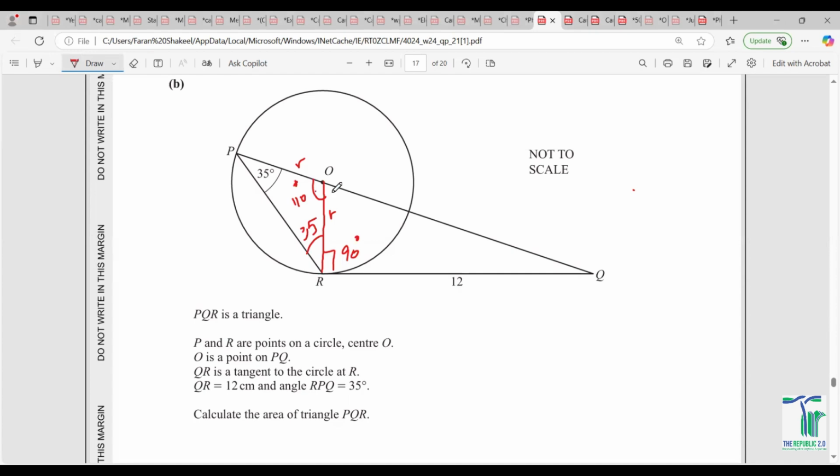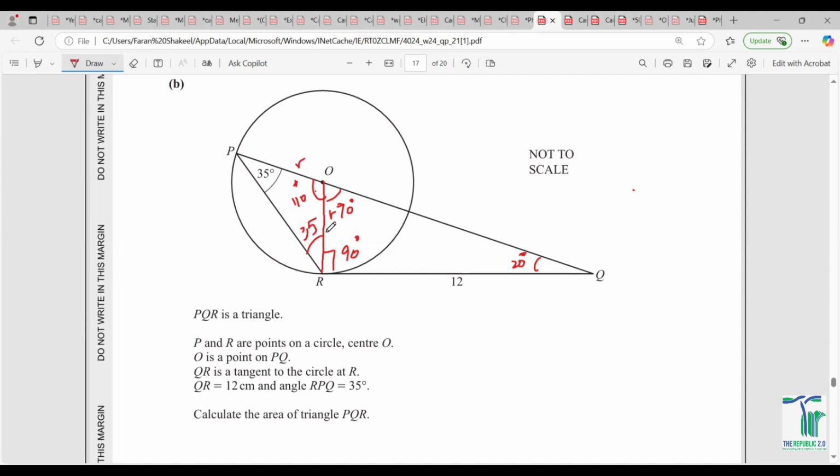Now this angle and this angle, the total of these angles should be 180. So this angle has to be 70. The sum should be 180. Then 90 plus 70 is 160, so 180 minus 160, this angle will be 20 degrees, right?